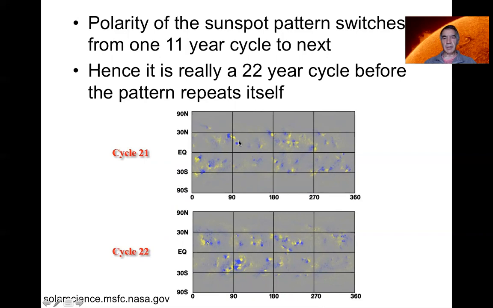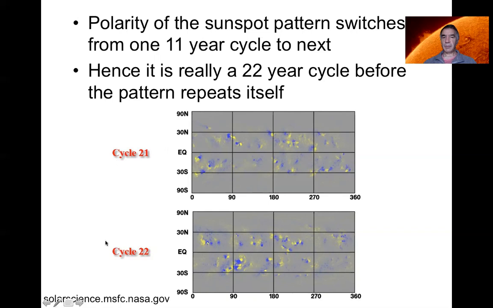Again, if we look at this top diagram, you can see the same polarity pattern that we had before, now coded yellow and blue. Here the yellow ones are leading the blue ones. And down below, the blue one is leading the yellow. So that's the opposite polarities in opposite hemispheres pattern. And that's in one particular 11-year cycle.